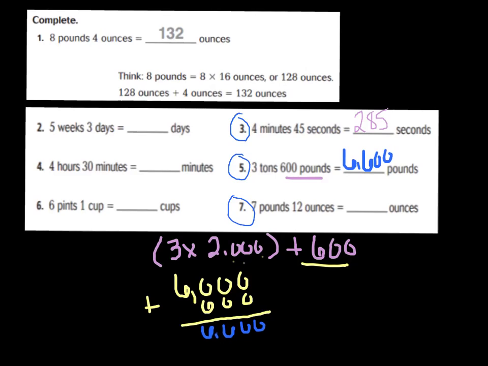So you should have got that 3 tons, 600 pounds equals 6,600 pounds. Now, I want you to pause the video again. I want you to try number 7 on your own. Press play when you're ready to go over the answer.